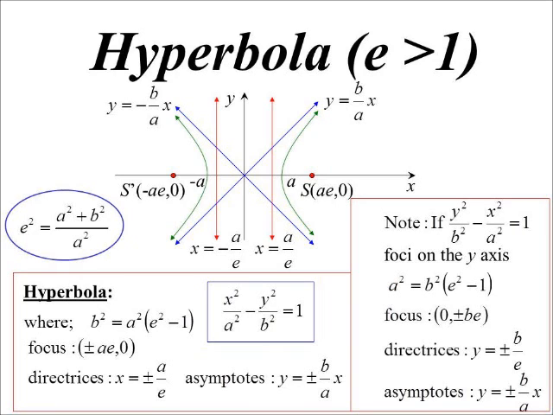Okay. And so we swap everything around again like we did with the other one. So a squared will equal b squared times e squared minus 1 instead of b squared equaling a squared. So the b's and a's swap around again. Foci will be plus or minus b e. Directrices b divided by e, so the same sort of thing. Interestingly, the asymptote doesn't change. It's still b on a.